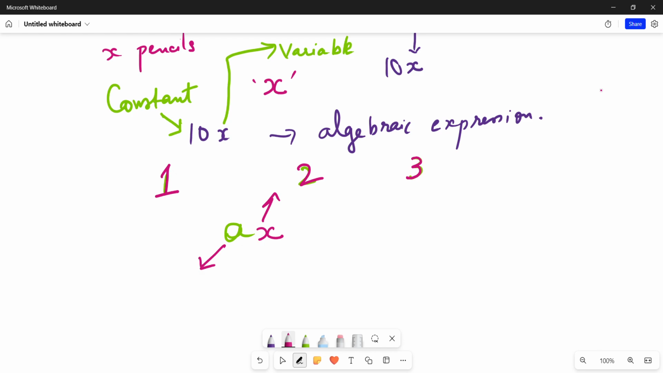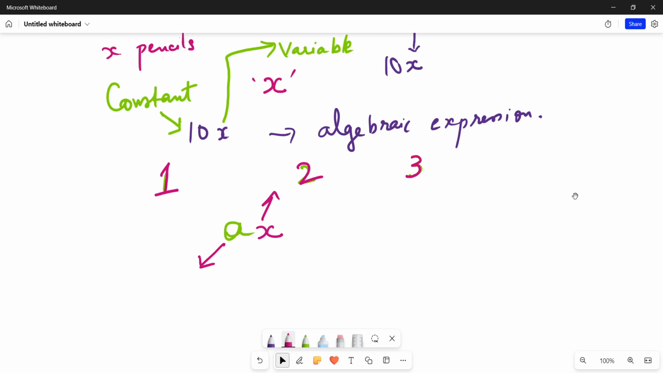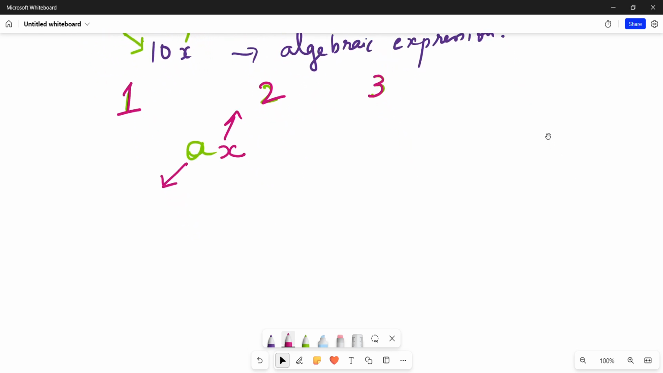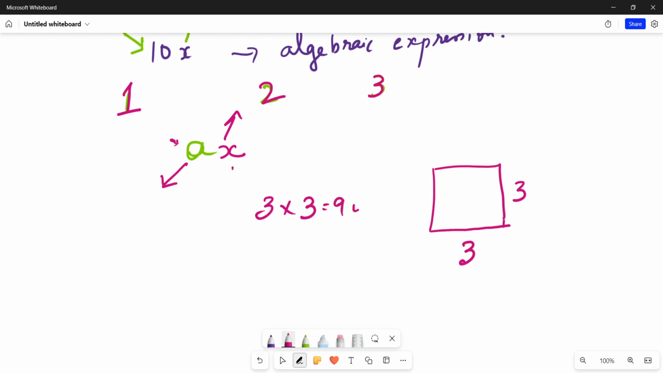Let us now see another geometrical situation. We have arrived at an algebraic expression, of course, AX, and this is what an expression is. The answer might vary depending on the number of pencils you buy and the cost of each pencil. Let us assume that we have a square of 3 units side. We do not know, it can be meters, it can be kilometers. How do you arrive at the area of this square? You know that it is 3 multiplied by 3. So it is 9 square units.